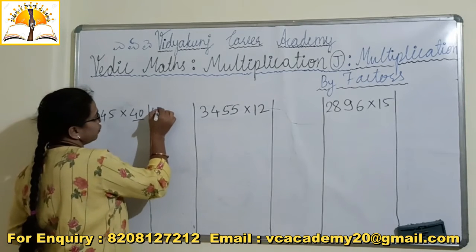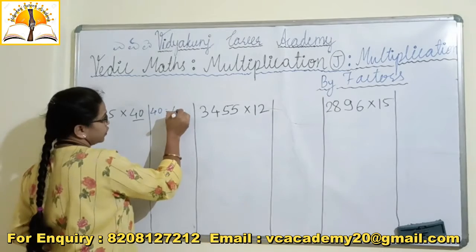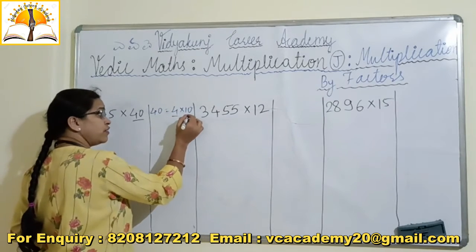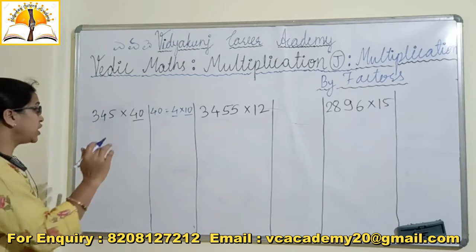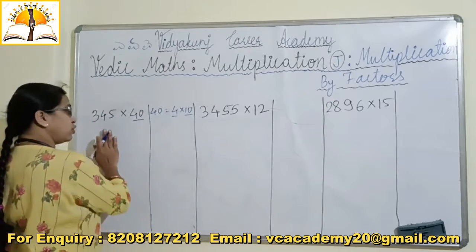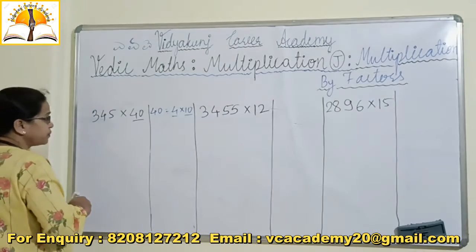I will take 40's factors, 4 into 10. It means I have taken 4 and 10 as factors. Then, by taking one factor, I will do the multiplication. See here.